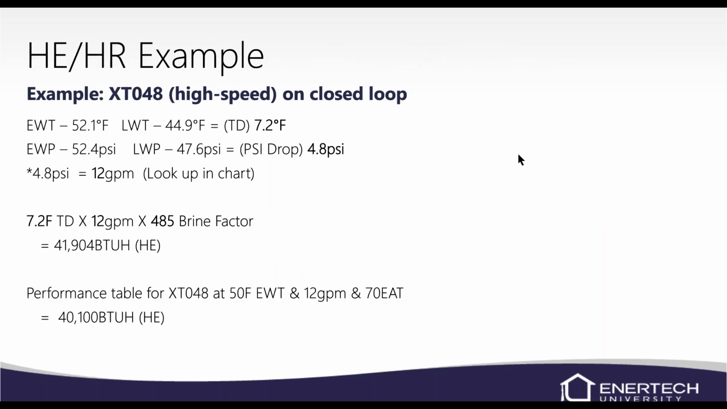So here's an example of an XT, a packaged forced air, four-ton unit on a closed loop. We have a temperature in of 52.1 and we're leaving at 44.9, which tells us we're in heating mode. We're picking up heat and taking it to the unit, so we're leaving at a lower water temperature than what we're coming in at.